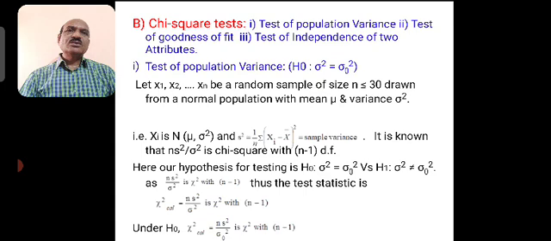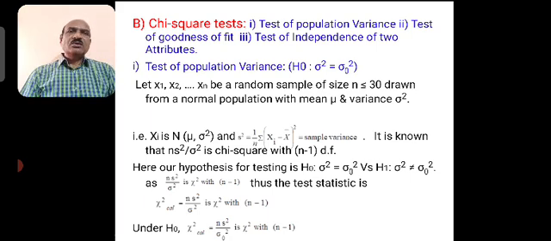Now we are going to deal with the chi-square test. Here again we are going to deal with three tests. The first test is the test of population variance, the second is the test of goodness of fit, and the third is the test of independence of two attributes. I will go with the first test, the test of population variance, where the hypothesis H naught is such that sigma square equals sigma naught square.